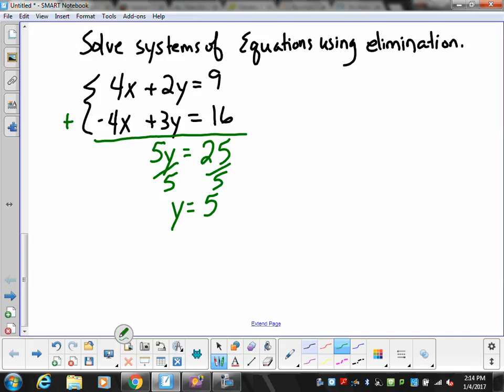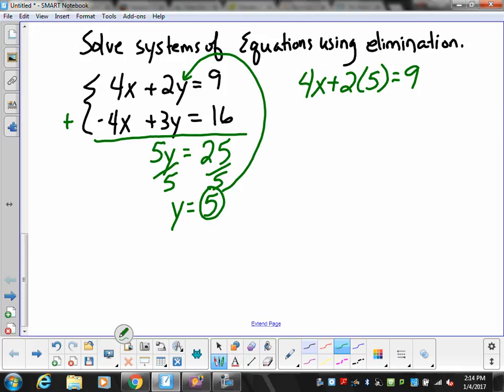Again, I now need to take that and plug it back into one of these equations. So 4x plus 2 times 5 equals 9. All I do is replace that y with the 5. No, it's just y equals 5, so you have to plug it back in for the y. It doesn't say x equals 5. So it has to be equal.